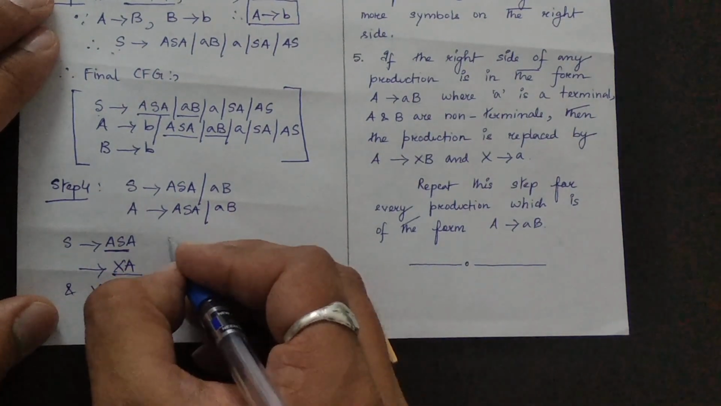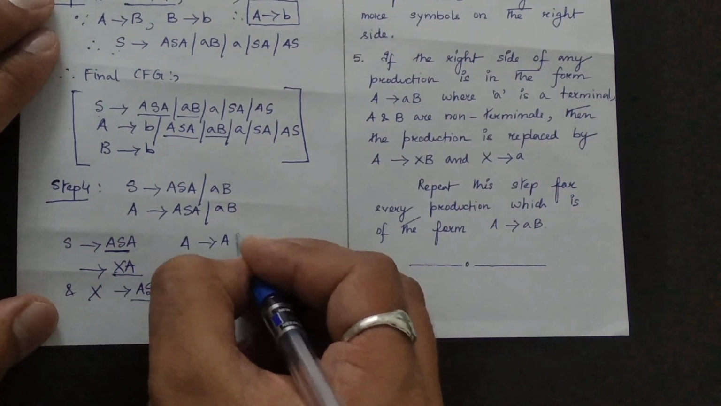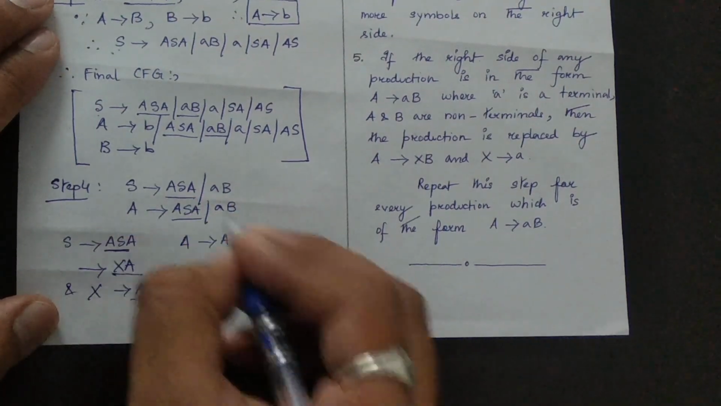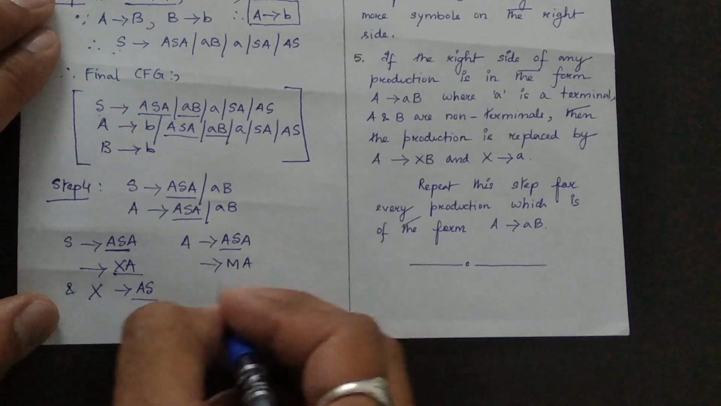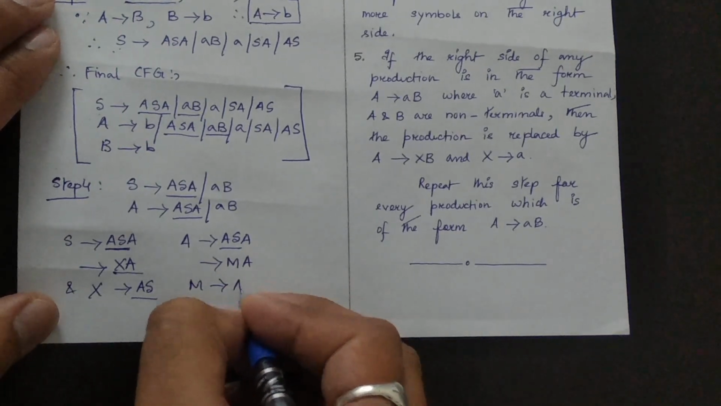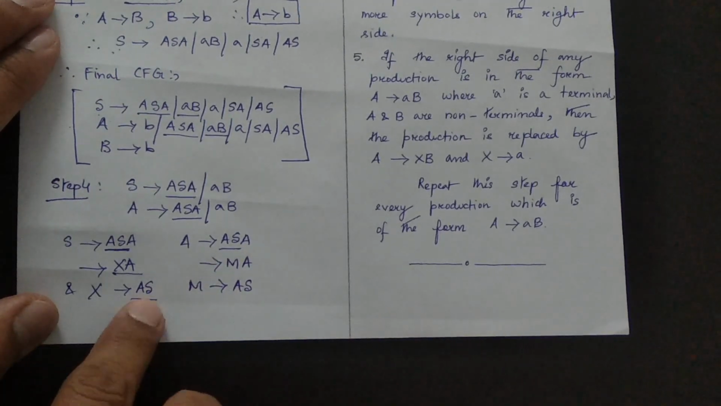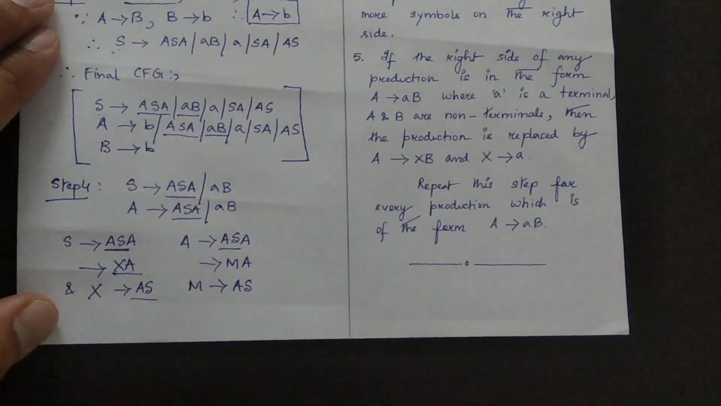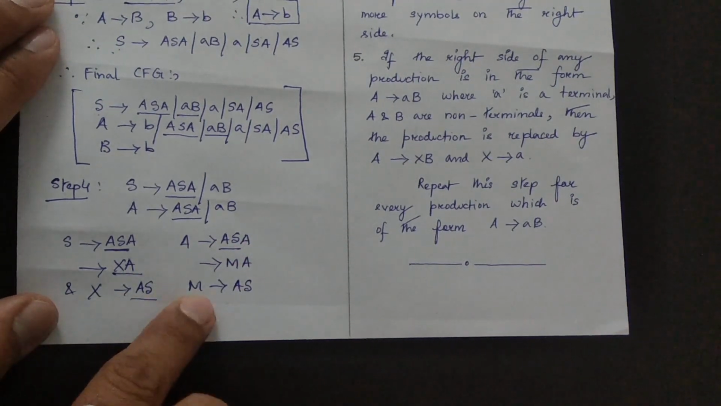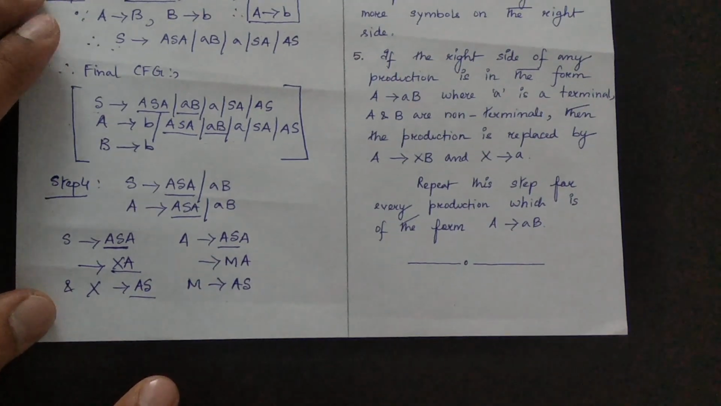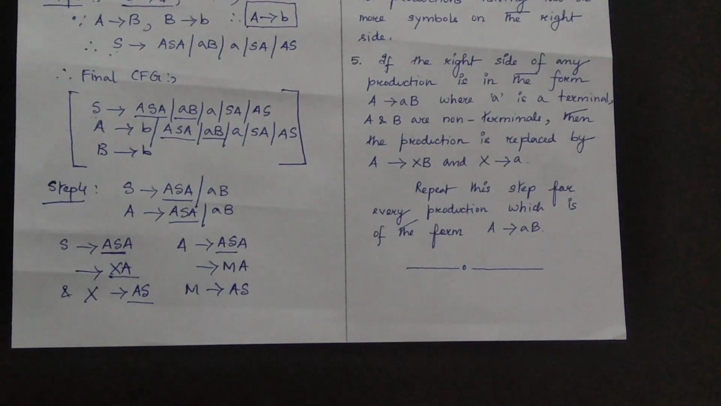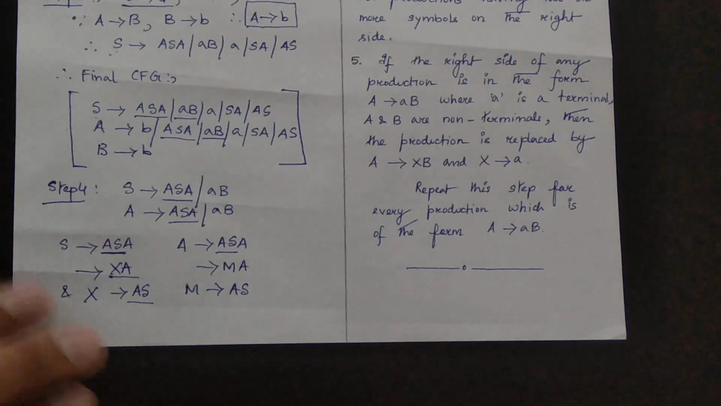Clear? Now next, similarly A tends to ASA. I am working on these two first. Okay, ASA. Again I can write it down as MA, and M is replaced by AS, or you can also write it down with the same X. That depends on you. It depends on you whether you want to introduce a new variable or not. There is no foundation over there.